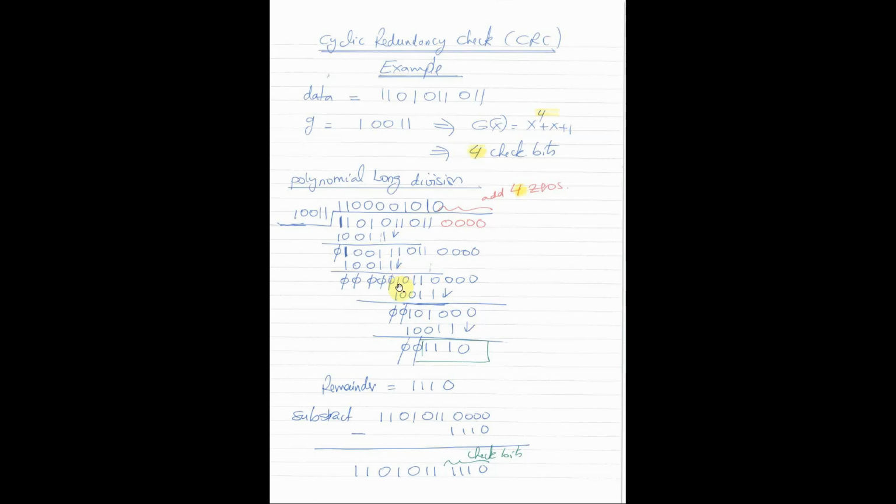So let me take that 1 divided by 1 gives me a 1, right? 1, and then this one multiplied by the whole generator gives me again 1, 0, 0, 1, 1. And then I put the line and I subtract. As in the previous two steps here, I subtract. 1 minus 1 is a 0. 0 minus 0 is a 0. 1 minus 0 is a 1. 1 minus 1 is a 0. And 0 minus 1 is also a 1.